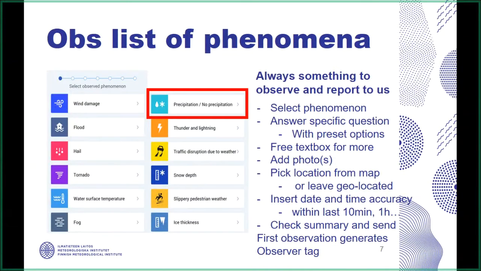But what we ask these observers to do is to have a free text box that they can write something in. They can add a photo, but the main point is that we want them to answer a specific question where we have preset answer options so that they would categorize what they see.